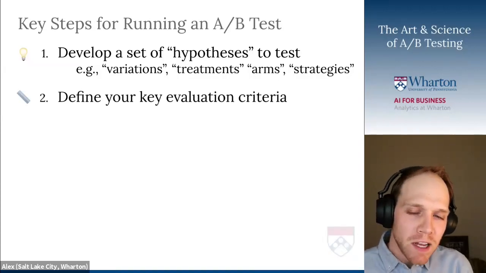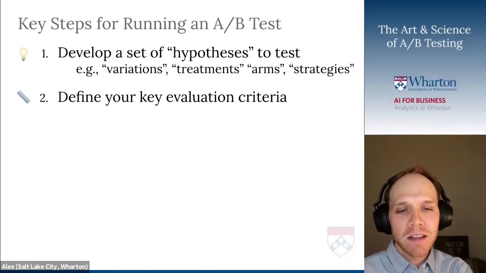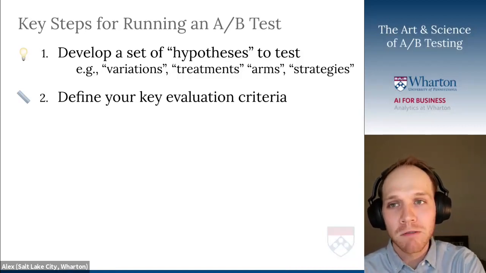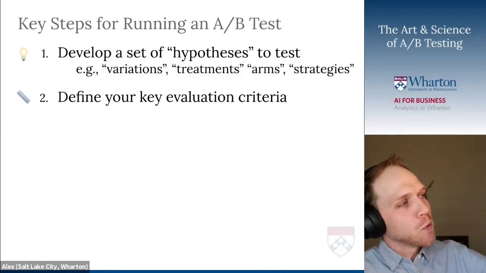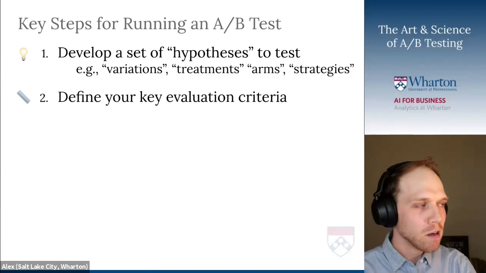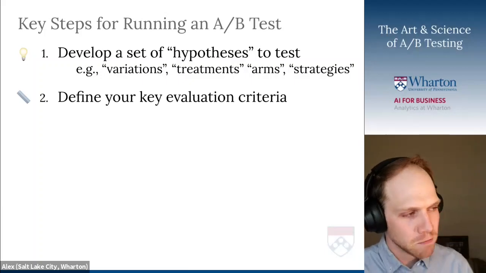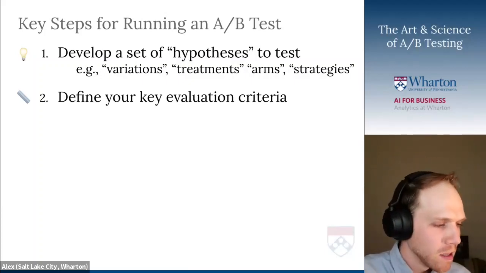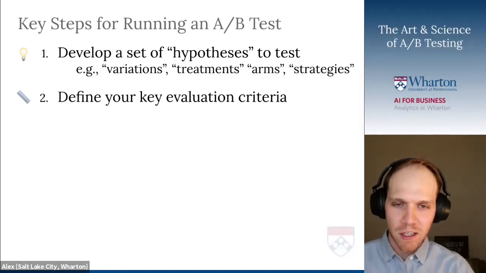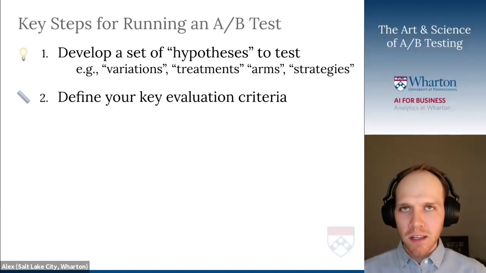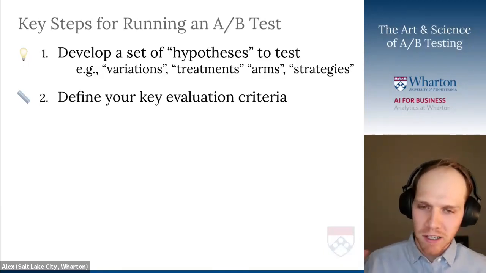The second step is to define your evaluation criteria, right? Before you start an experiment, it's important to define the thing that you're going to be evaluating the results of the experiment on. It's important to do this beforehand because once the data comes in, it's easy to cherry pick the metrics and say, this is the metric I care about because it's clearly performing the best. A principled way of running an experiment is to define your evaluation criteria before the experiment starts, let the experiment run, gather the data, and then evaluate the experiment against the criteria that you set beforehand.